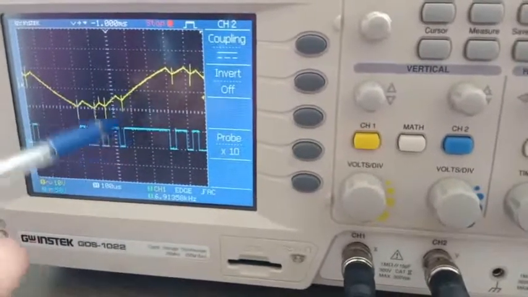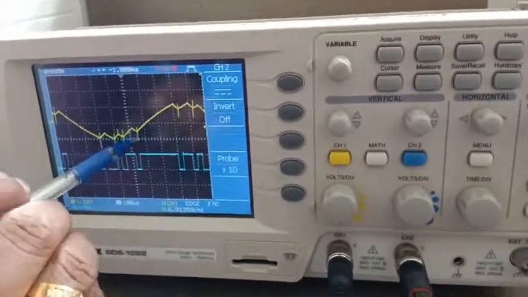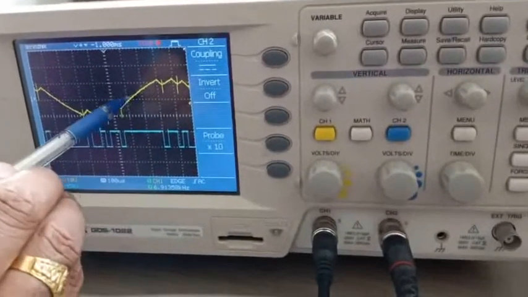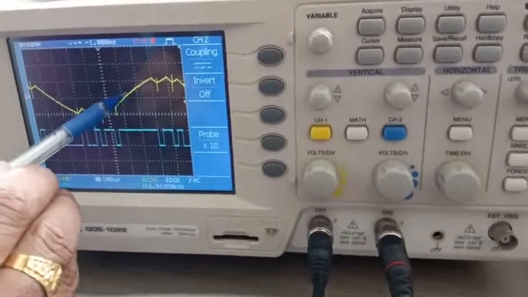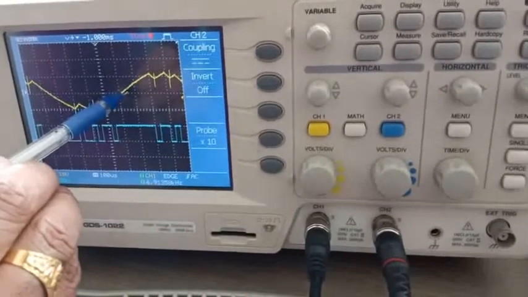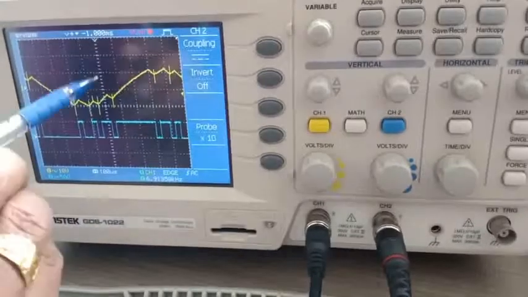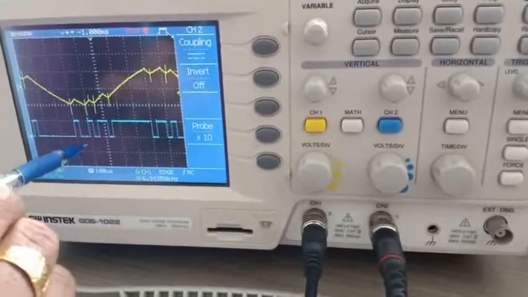So what we infer from this waveform is that there is slope overload distortion. That is why, in this charging period, some of the peaks are missed out. Already I said that in delta modulation there are two errors: one is slope overload distortion, another one is granular noise.